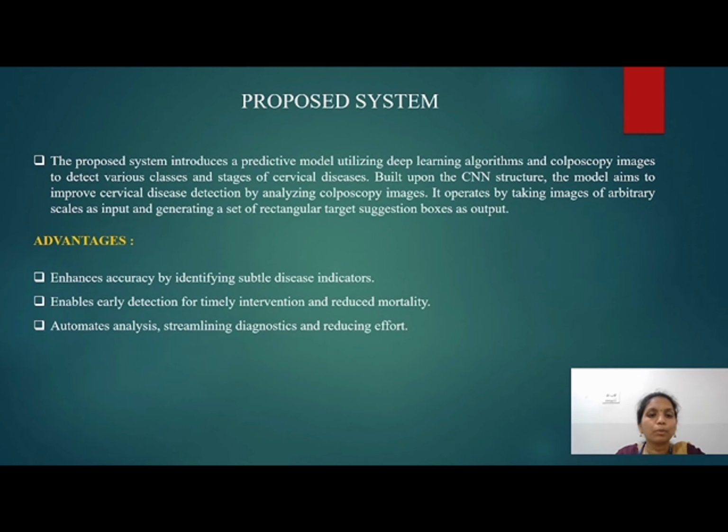Let's continue with the proposed system. We developed a CNN-based model that analyzes colposcopy images and classifies cervical conditions. This model learns from thousands of medical images and automatically detects signs of disease. The benefits are better accuracy by detecting subtle indicators, early stage identification, and reduced effort for doctors through automation. And the next topic will be continued by my teammate Kachani.